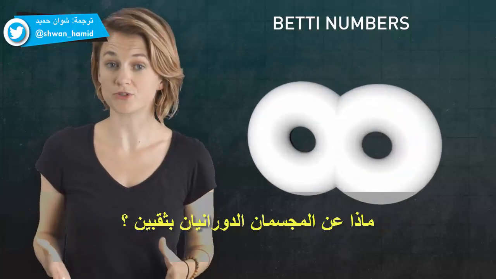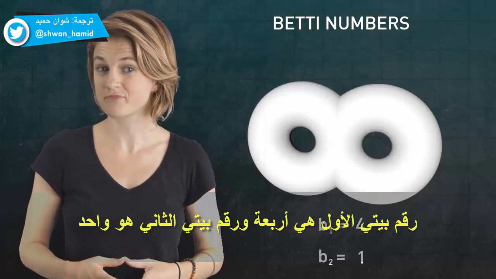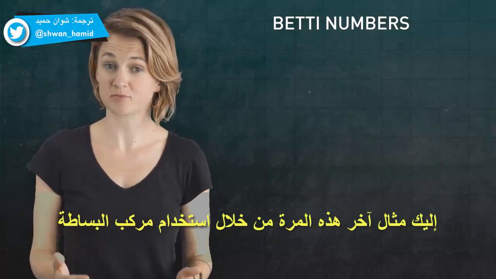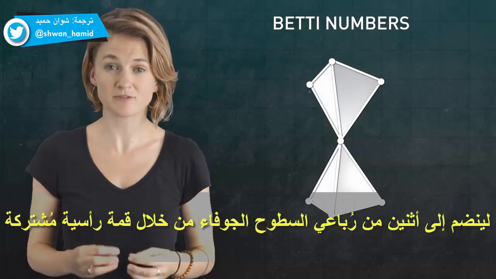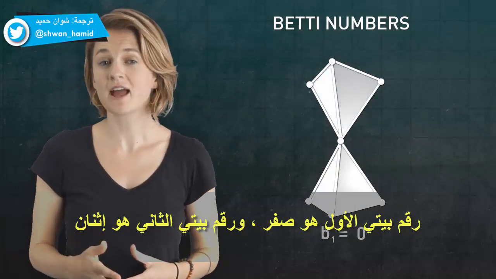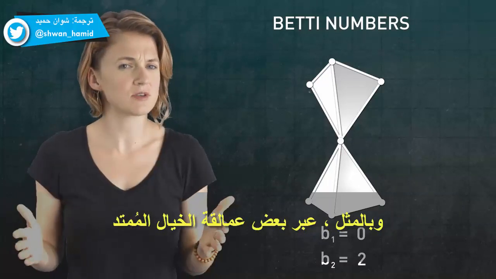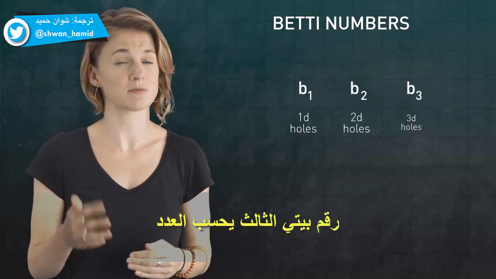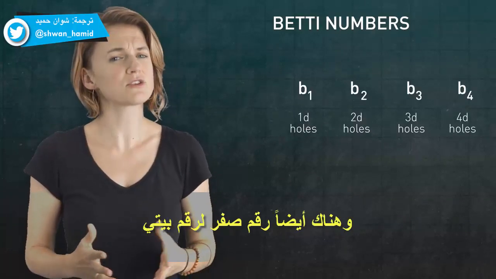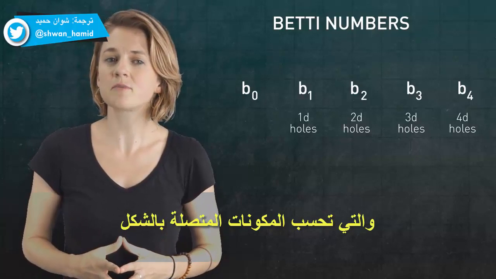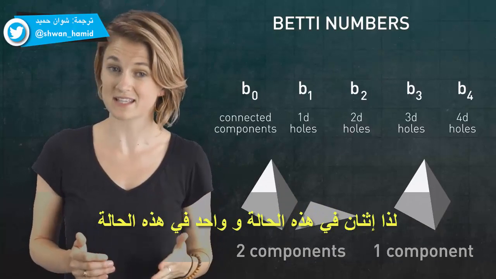What about this 2-hole torus? Its first Betti number is 4 and second Betti number is 1. Here's one more example, this time using a simplicial complex. For these 2 hollow tetrahedra joined at a common vertex, the first Betti number is 0 and the second Betti number is 2. Similarly, by some giant stretch of the imagination, the third Betti number counts the number of 3-dimensional holes, the fourth Betti number counts the number of 4-dimensional holes, and so on. There's also a 0th Betti number, which counts the number of connected components a shape has. So 2 in this case, and 1 in this case.